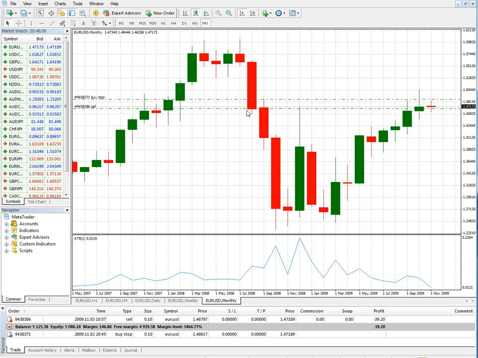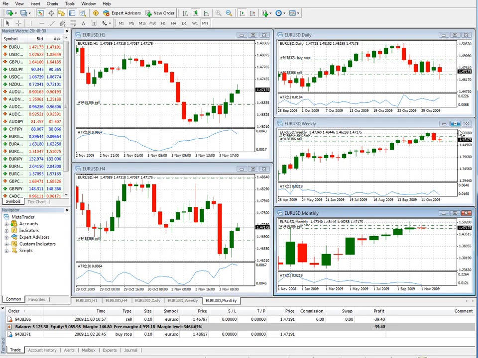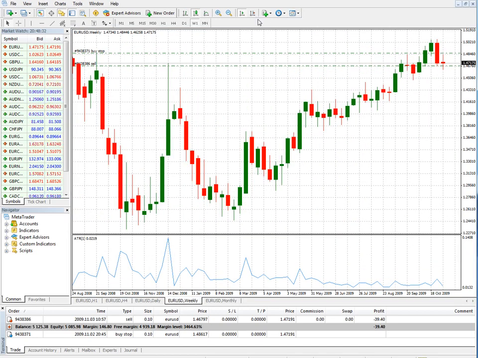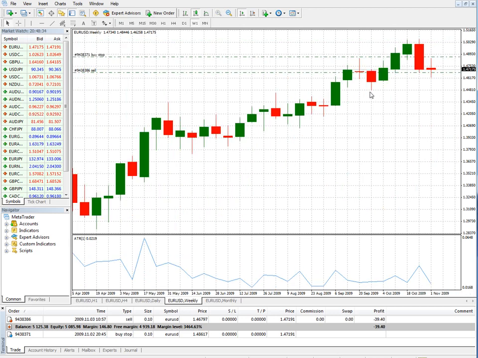On the monthly chart, again, it's been a strong upward move, strong downward move, strong upward move. And we haven't broken out of the previous month's high or low. So there's nothing really significant happening. We're really in the middle of the range here, okay? All right. Pop over to weekly.